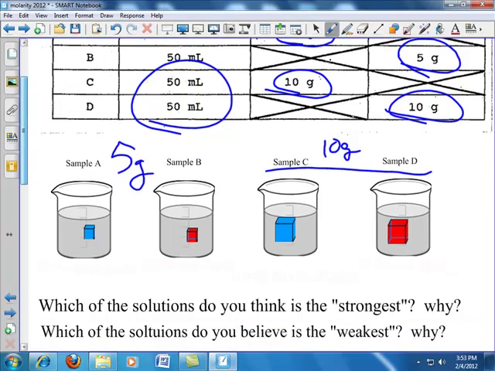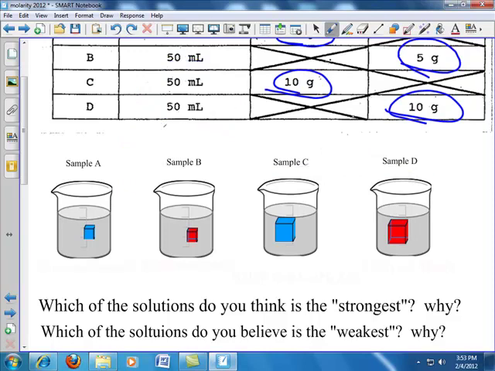Okay? So then that was kind of my next question. Which do you believe is the weakest? Well, these two should be weakest, but how do I tell which one is the weakest? Well, we need to look at this in a different way. And what we need to look at is, we need to look at this in terms of moles. And what you got to remember is moles essentially equals number of particles.